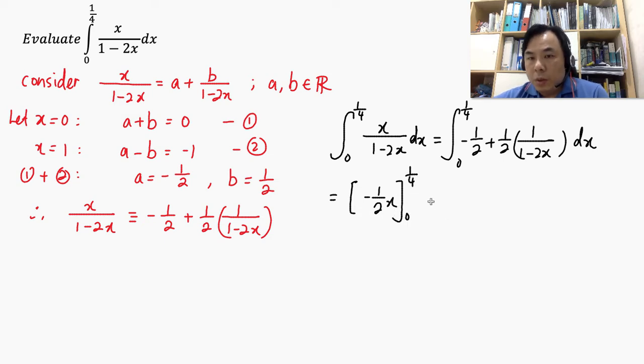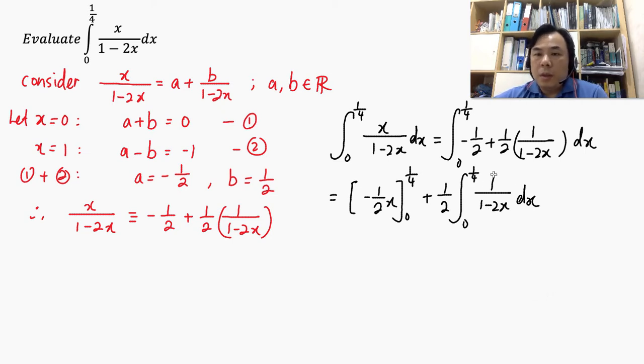Alright, now this one here we can extract the half outside of the integration, and then integrate this one here. So therefore it looks something like this. Now we can use a standard formula to integrate this, which would yield this result.